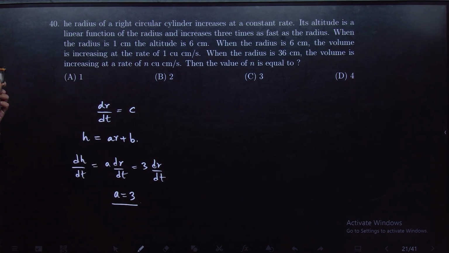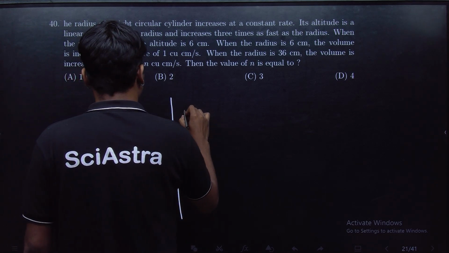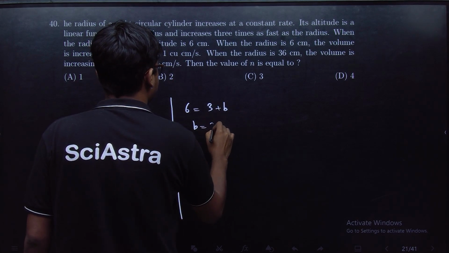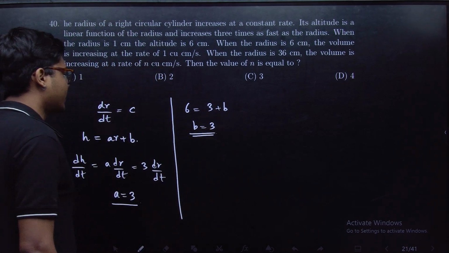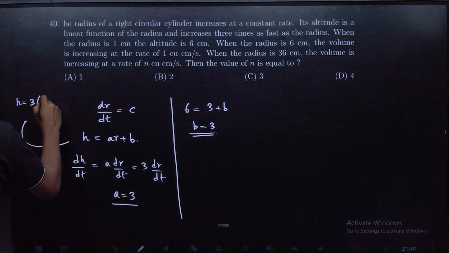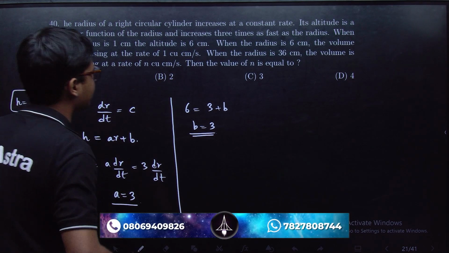Also, it's given that when the radius is 1 centimeter, the altitude is 6 centimeters, right? So when the radius is 1, altitude is 6, so it's 3 plus b, which gives me the value of b as 3, right? Okay? Cool. So we know explicitly that h is nothing but 3 times r plus 3. That's one of the important things we can derive from here.